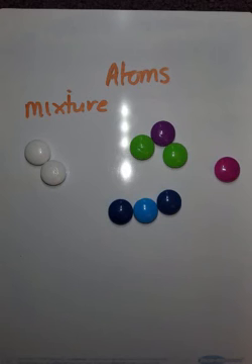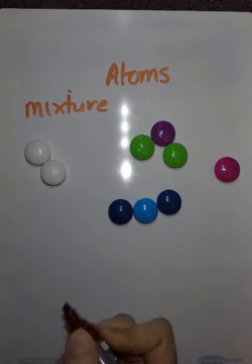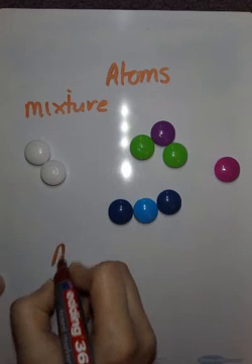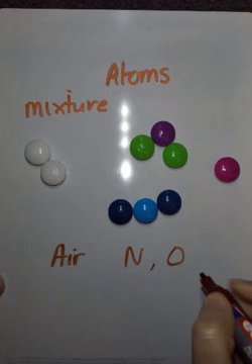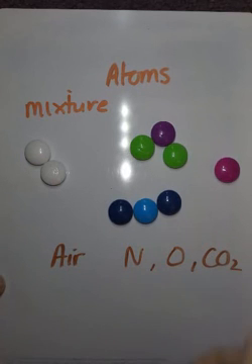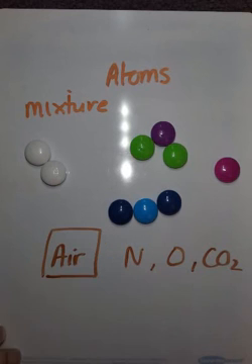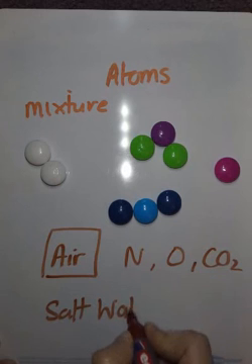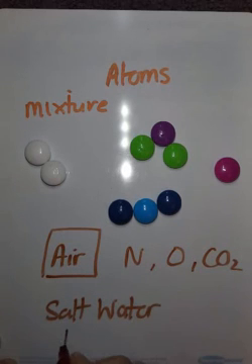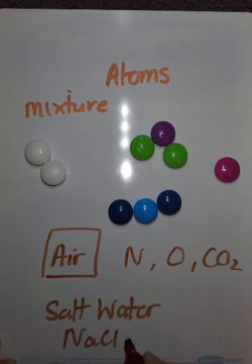Some good examples of mixtures could be things like air. Air is a really good example of a mixture because we've got things like nitrogen, we've got oxygen, we've got carbon dioxide. You've got all sorts of things mixed in the air, but they're not all chemically combined. There is no such compound as air, it is just a mixture. Salt water is another good one. So we've got NaCl and H2O. These are mixed together. So these would be two good examples if you are asked for mixtures.